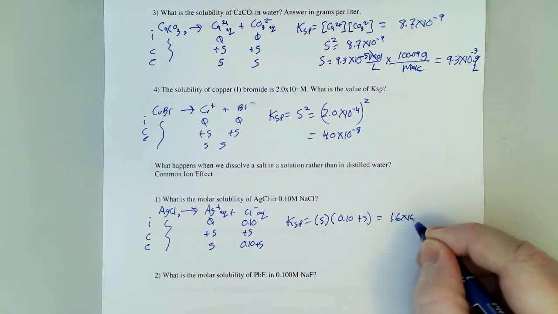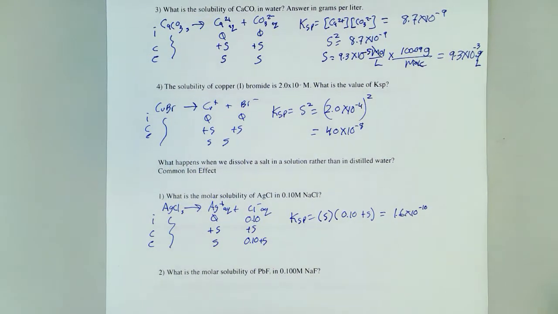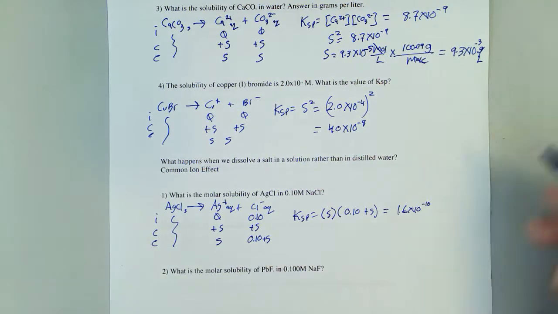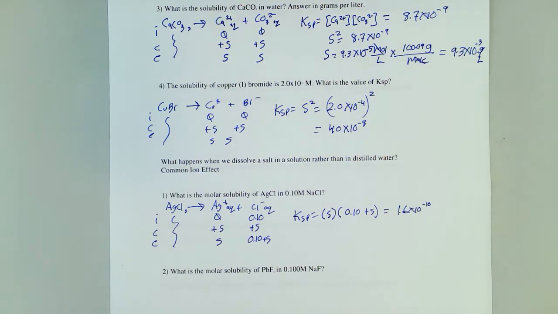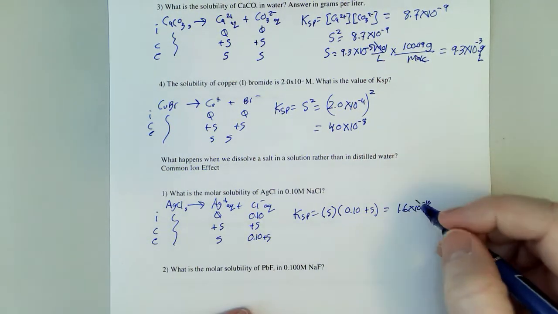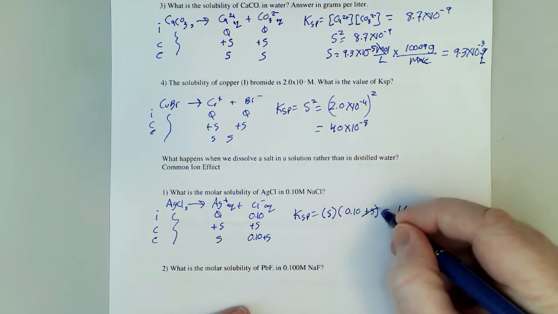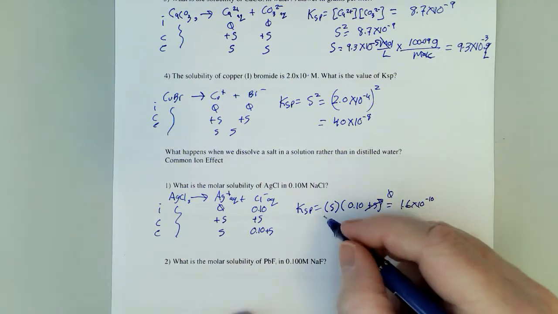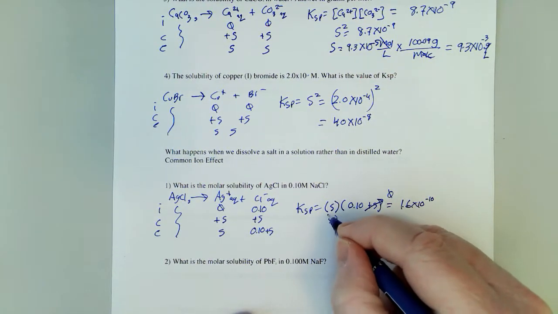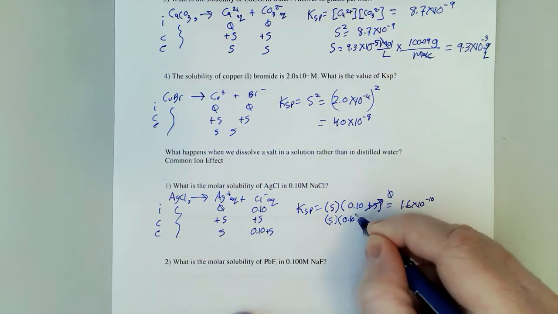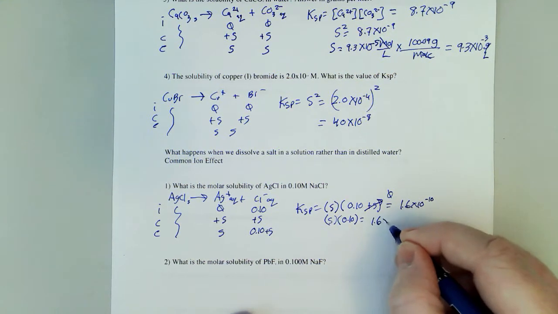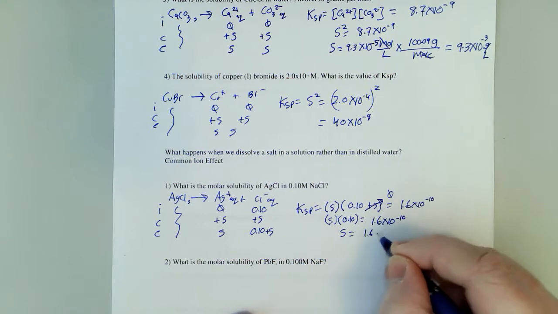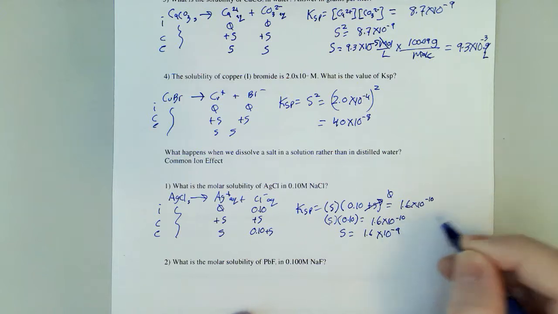which equals 1.6 times 10 to the negative 10th. That's the one Ksp I remember. You'd look it up in the table where it would be given. Now, this could be a complicated quadratic if I wasn't careful. But since this is such a small number, I know that S is essentially going to be 0 compared to 0.10. I'll just approximate it away. S times 0.10 equals 1.6 times 10 to the negative 10, or S equals 1.6 times 10 to the minus 9.